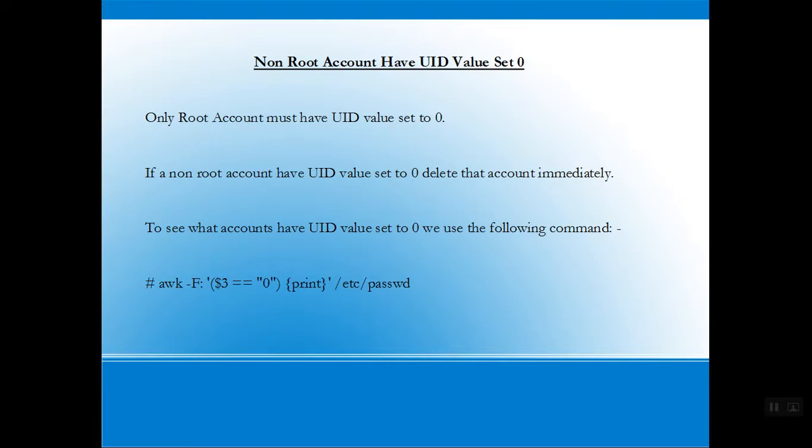Now, if a non-root account has its UID value set to 0, we know that only the root account must have the UID value set to 0. If a non-root account has UID value set to 0, we need to delete that account immediately. To see which accounts have UID value set to 0, we use the following command: awk -F: '$3 == 0 {print}' /etc/passwd.